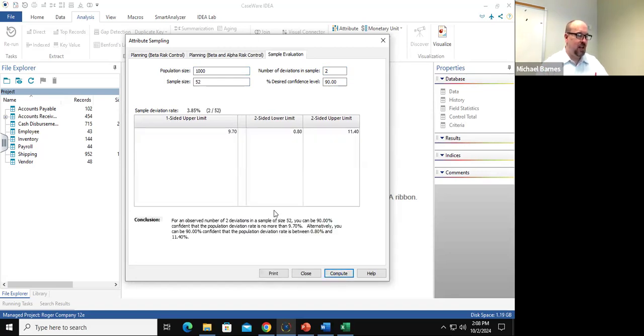So this is basically telling us that for an observation of 2 deviations in the sample, I can be sure that the population deviation rate is no more than 9.7%, okay? So it's important for us to note that if I'm going to answer whether this control is effective, I need to know what.